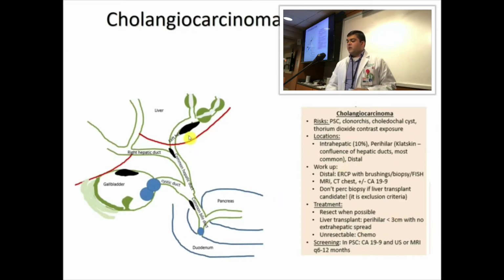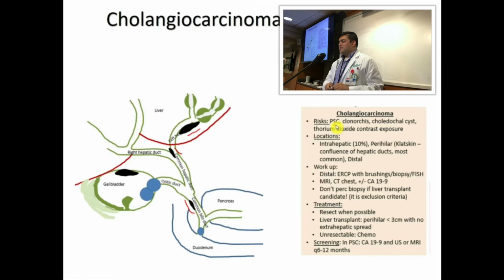All right, so next, cholangiocarcinoma, which is our 3 black lesions that you can see in the CBD at the bifurcation of the right and left hepatic, or I guess the confluence of the left and right hepatic ducts, and then again in the left hepatic duct. So what are the risks for it? PSC, again, is one of them. Clonorchis, which is the Chinese liver fluke.